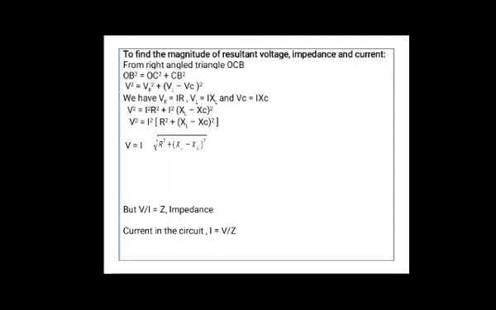Let us take the square root on both sides. You will get V is equal to I into the square root of R square plus XL minus XC whole square. Shifting the term, V divided by I is equal to the square root of R square plus XL minus XC whole square. Actually we want the expression for the resultant voltage. So this is the expression for the resultant voltage: V is equal to I into the square root of R square plus XL minus XC whole square.